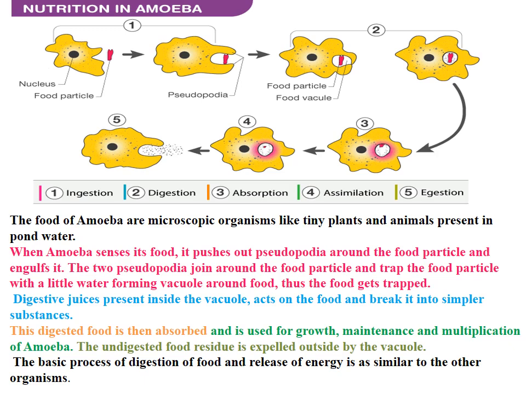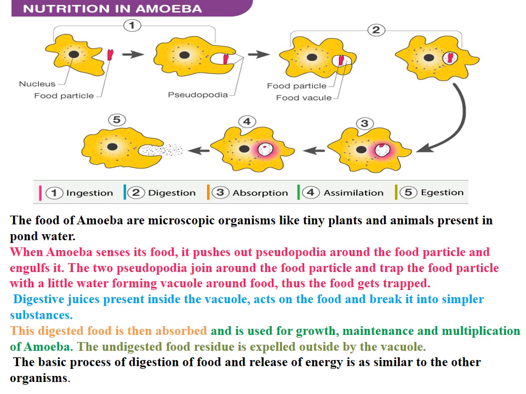This process is called ingestion, the process by which they push out their pseudopodia around the food particles and engulf the food. Two pseudopodia join around the food particles and trap the food particles with a little water, forming a vacuole around the food. So when the food particle is totally engulfed, they form a vacuole with the help of water inside the amoeba, in the form of a food vacuole. So food gets easily trapped there. This process is called ingestion.